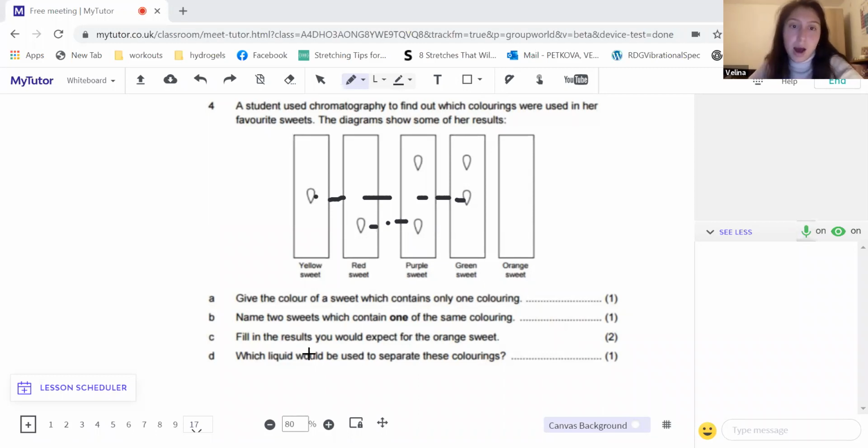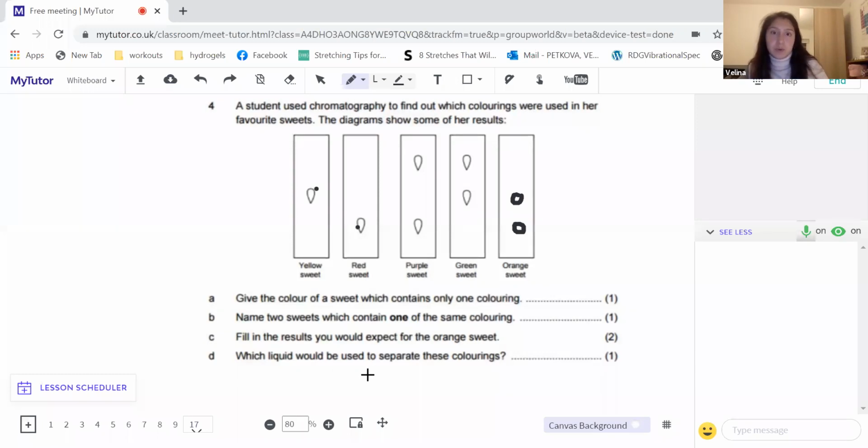Well done, everyone. So fill in the results you'd expect to get for the orange sweets. So we need to think what colours make orange. And then we just draw that on. So what colours make orange then? Yellow and red. Brilliant. Okay. So what would it look like? We just look at the yellow one, we draw a dot where the yellow one comes up, and the red one, and we draw a dot where the red one comes up.